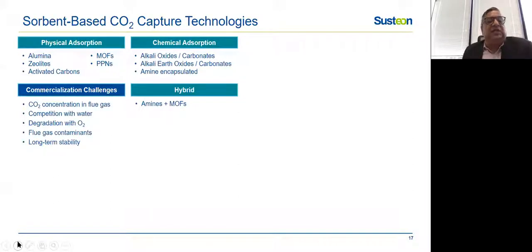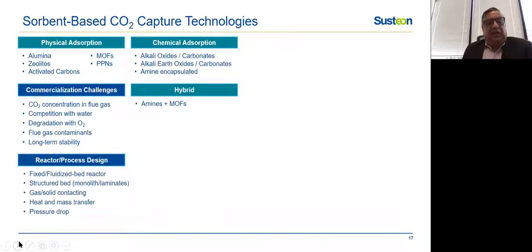But there are commercialization challenges. Obviously, one of the things is the CO2 concentration in flue gas. The system for direct air capture will be very different than that for coal flue gas, water in the flue gas. Then degradation with oxygen, flue gas contaminants, and long-term stability. And then I think one of the most important things for the sorbent-based technology is the reactor and process design, because we are handling large amounts of flue gas, and we need to figure out whether it's going to be a fixed bed reactor or a fluidized bed reactor. I think a lot of industrial players are moving to the structured bed material reactor, which I'll show you an example of in a minute.